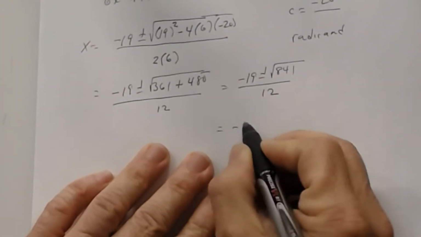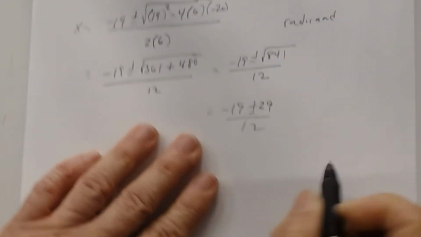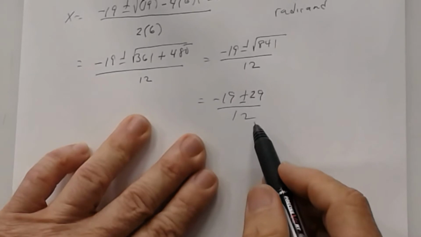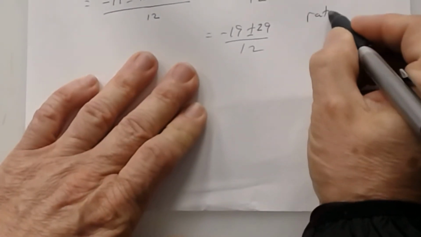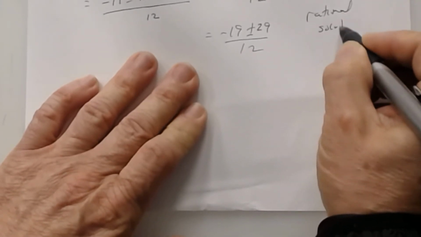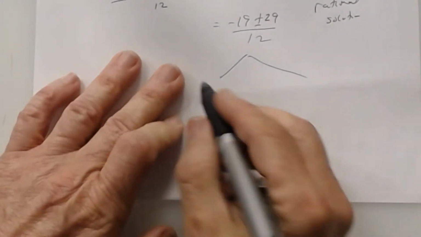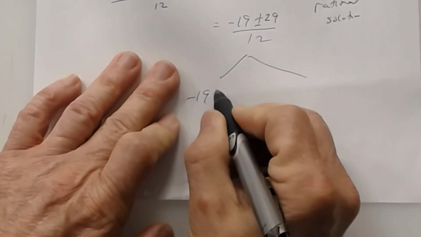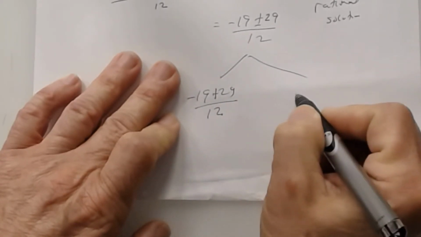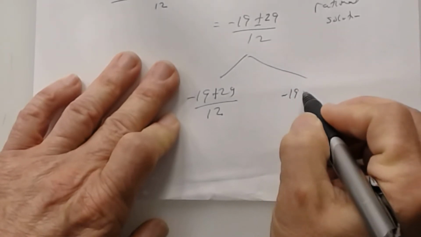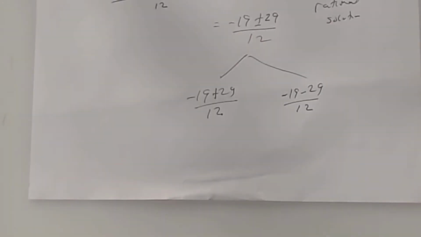You're going to say, all right, that's going to be negative 19 plus or minus 29, you said? Over 12. So this is rational, right? You no longer have a square root. Just like we did earlier, since it's rational solutions, split it apart. So my first will be negative 19 plus 29 over 12. My other one will be negative 19 minus 29 all over 12. So that's where I'm at.